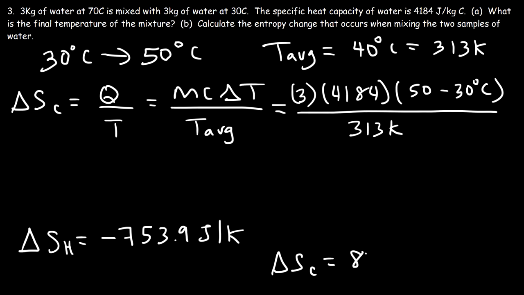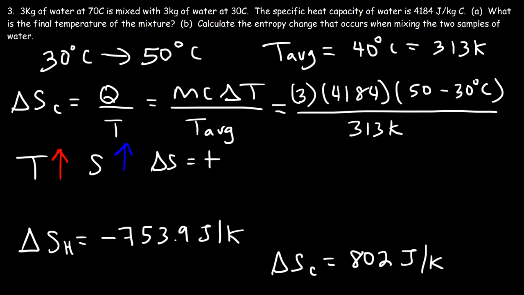So this is going to be equal to positive 802 joules per Kelvin. So notice that for the cold water sample, the temperature is increasing. Anytime the temperature goes up, the entropy of the system will increase. So the entropy change is positive, as we could see in this example. For the hot water sample, the temperature decreased from 70 to 50, and so the entropy decreases as well. So the entropy change is negative, as we see in this example.